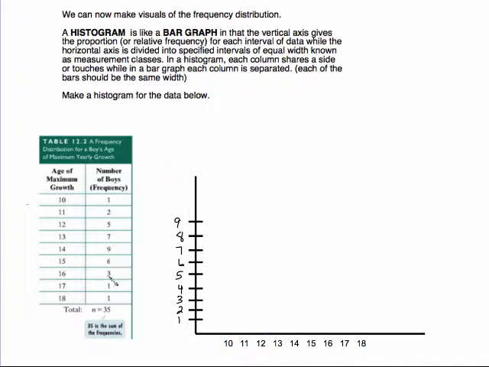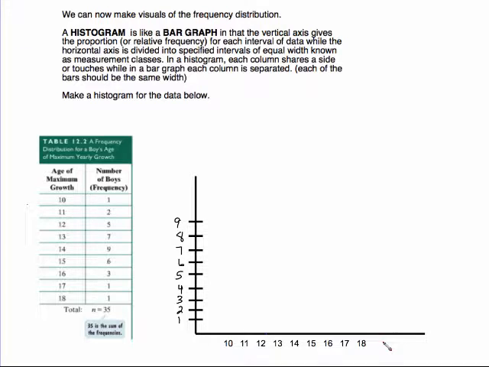Now, this is the same information I had on the last page. It just looks neater because it's typed. We're going to make a histogram, which is like a bar graph. You might be familiar with that. But it's just going to be a graph that displays this data. The vertical axis gives the relative frequency for each interval of data, while the horizontal axis is divided into specific intervals. See, our numbers went from 10 to 18, and that's what I've got listed right here.